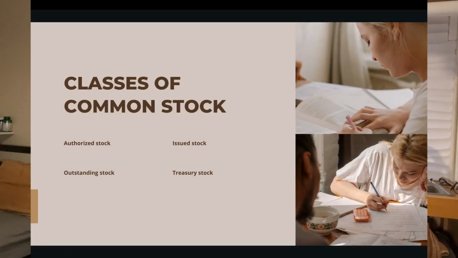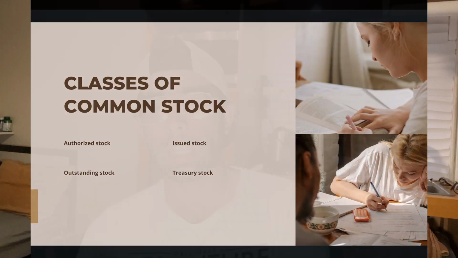Now we're gonna further jump into the classes of common stock. Common stock is divided into 4 classes. First is authorized stock. Now authorized stock is like a checkbook. In a checkbook, what happens? There are so many checks, right? And whenever you fill one out with your signature, that check is the only one you can use. The other ones are just pieces of paper. So those are authorized stock.